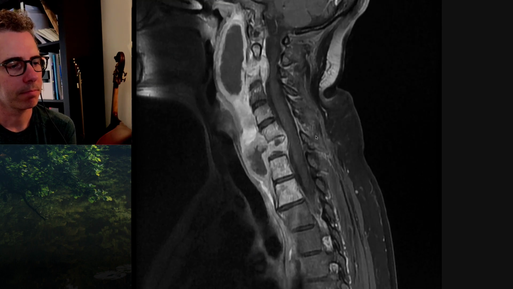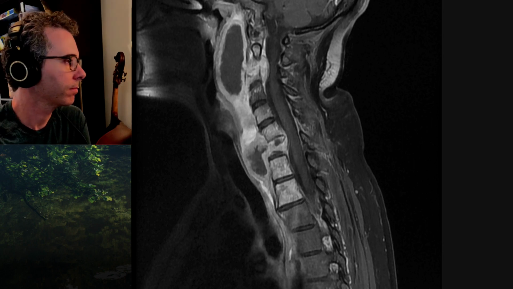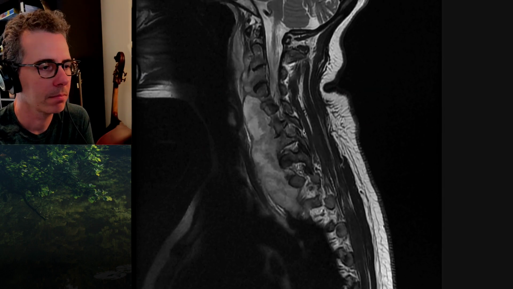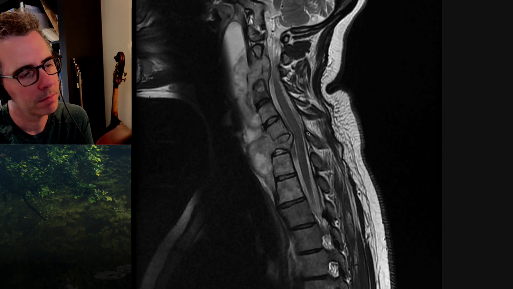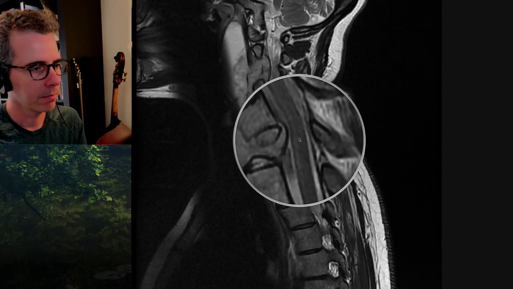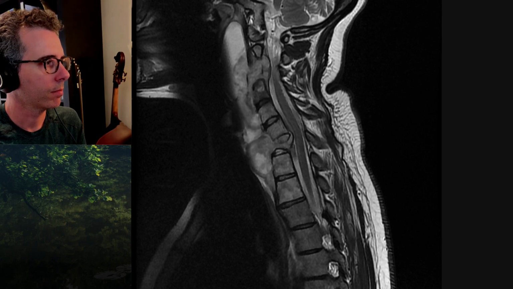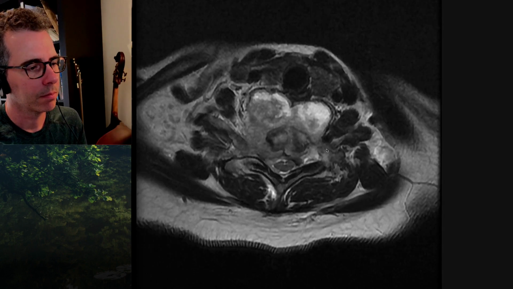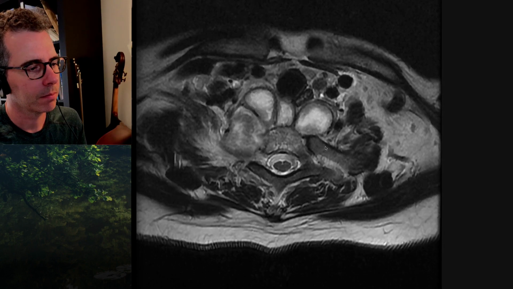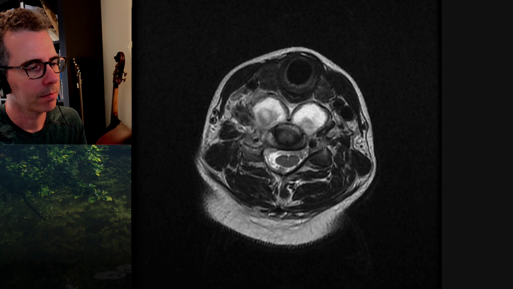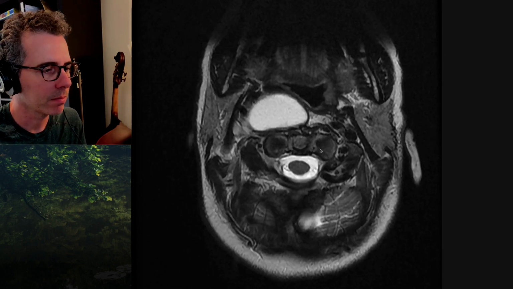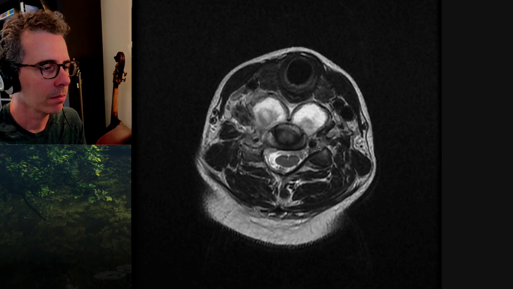And there is some mass effect on the cord, given the kyphotic deformity, with some canal narrowing and compression of the cord. There is actually some abnormal cord signal at the level of C6 and C7. Maybe. Okay, maybe not a lot.